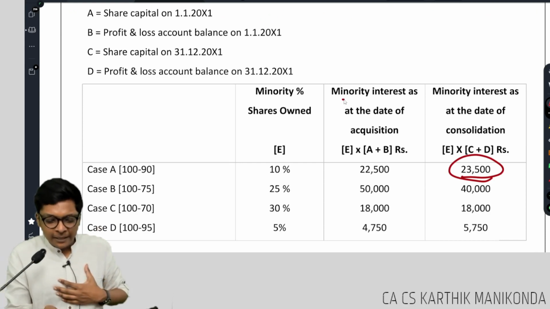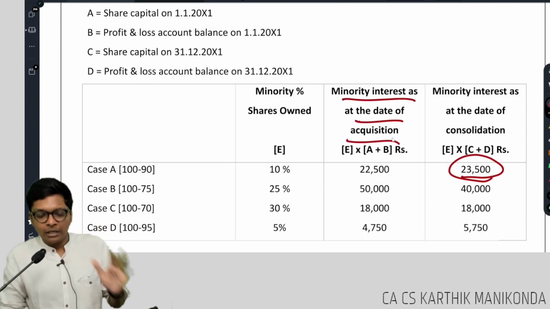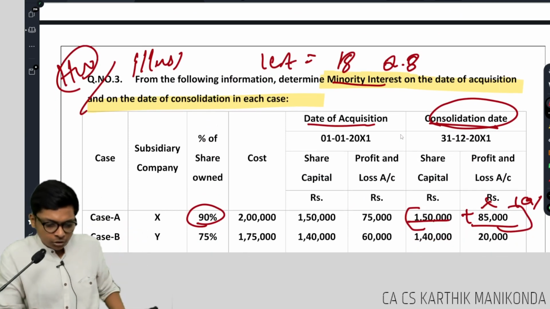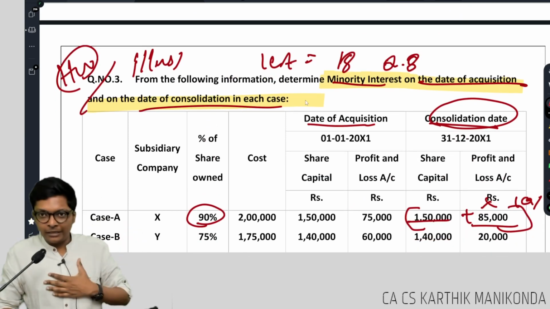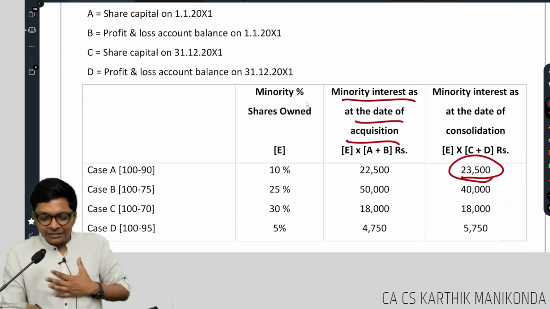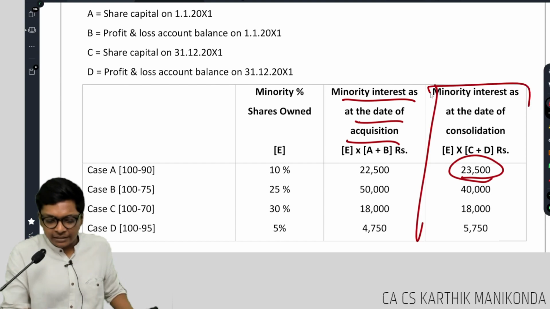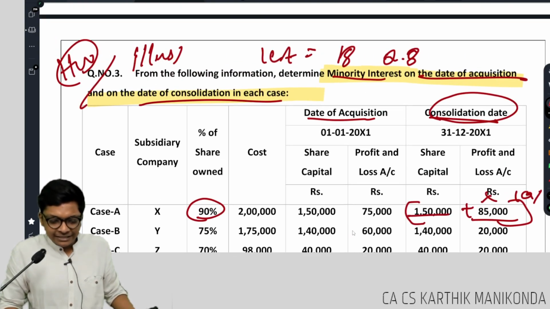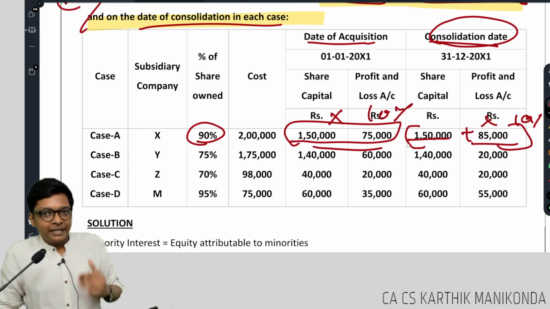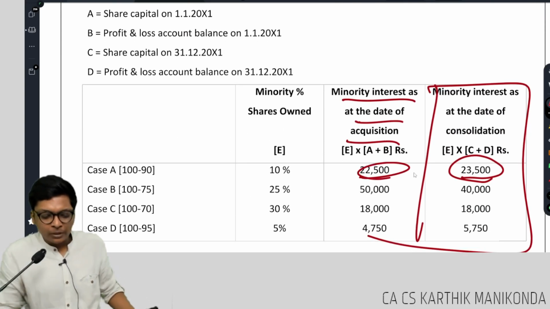Simply compute on date of acquisition. No need. Question, did he ask? No. Oh, on date of acquisition, okay, fine. I am the stupid fellow. But if they ask on date of consolidation, and the question is silent, what's the answer? Consolidation. Since he asked acquisition, 1,50,000 plus 75 into 10%, 2,25,000 into 10%, you get 22,500.